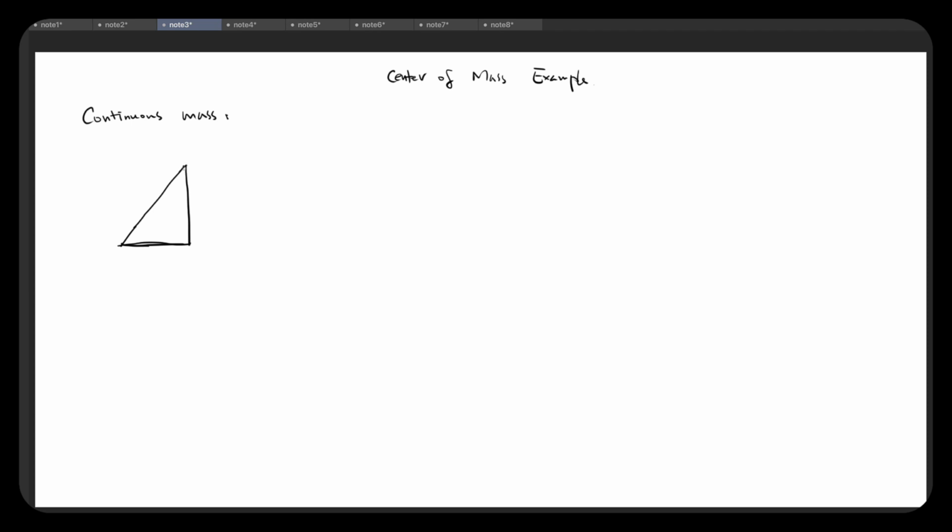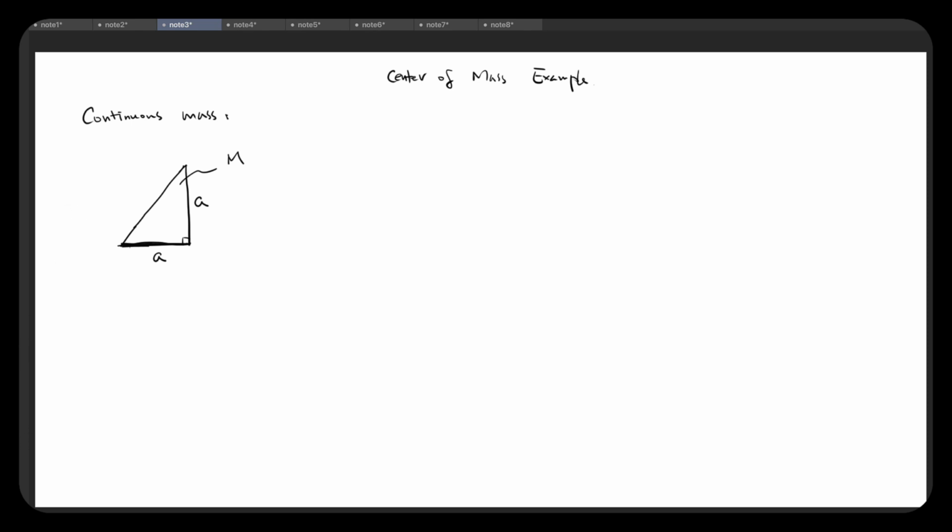Okay, and we know, let's say the one side is A, that's a 90-degree angle, and this side is also A, so we have the two sides of a right triangle equal to some parameter A, and we also know its total mass, let's say, is capital M.